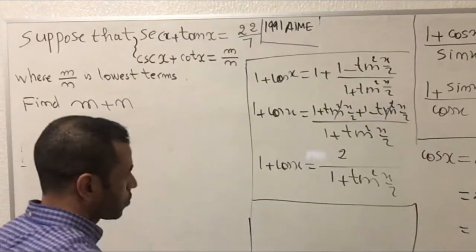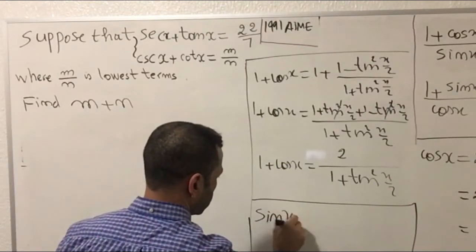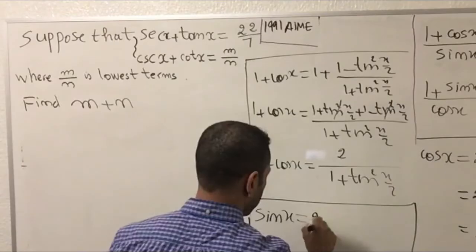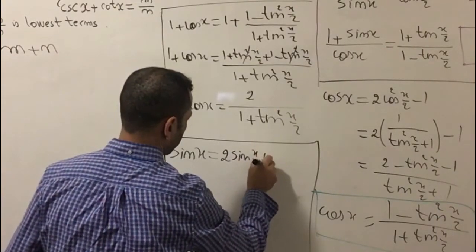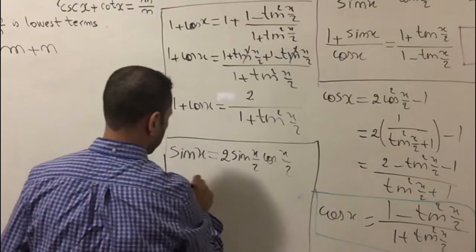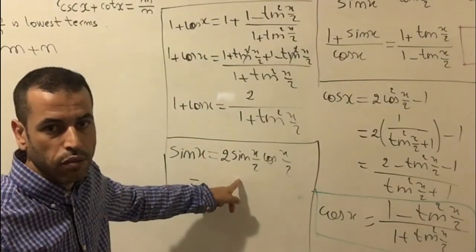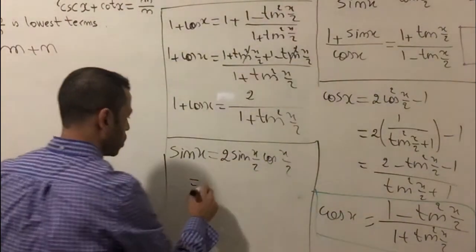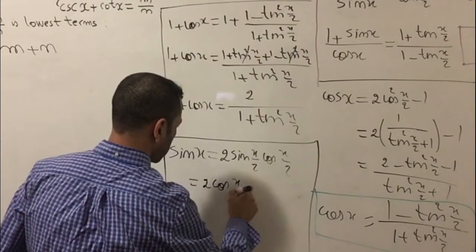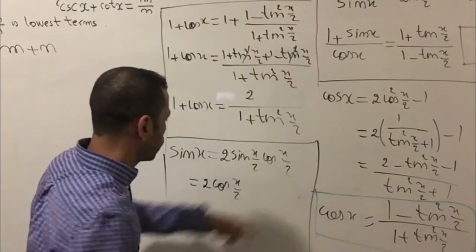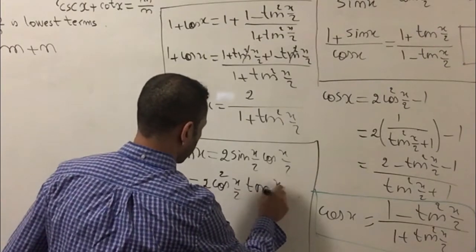So now, for the sine x, we know sine x equals 2 times sine x over 2 multiplied by cosine x over 2, okay? Sine x over 2 is always cosine x over 2 multiplied by tangent x over 2, okay? Which is 2 cosine x over 2 multiplied by this cosine x over 2, which is cosine square x over 2 multiplied by tangent x over 2, okay?